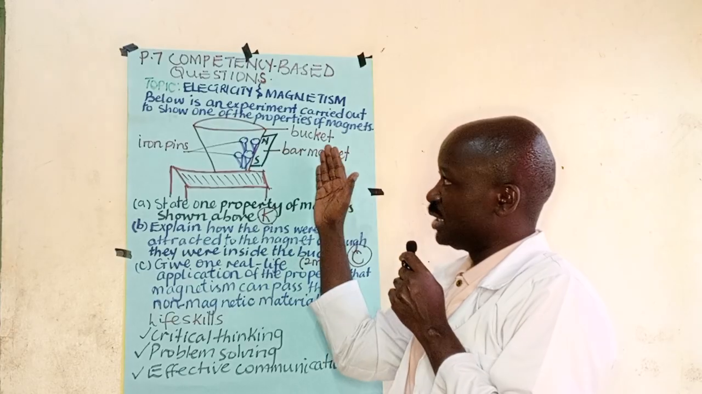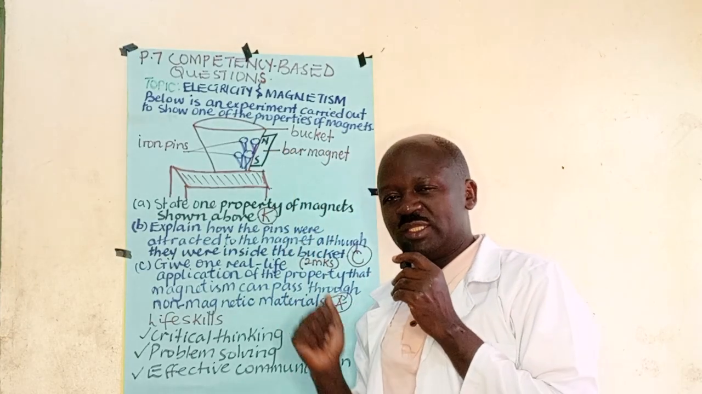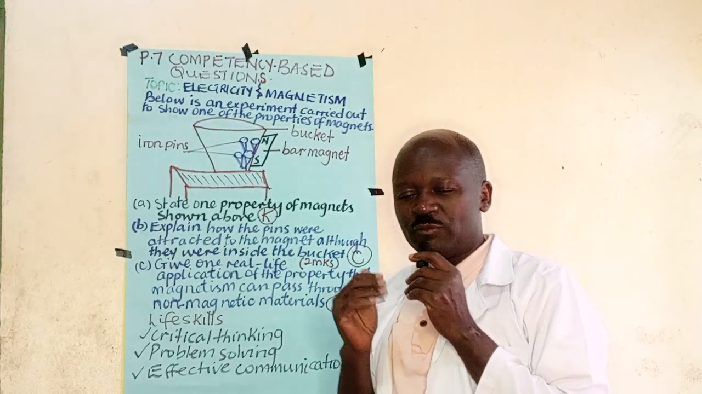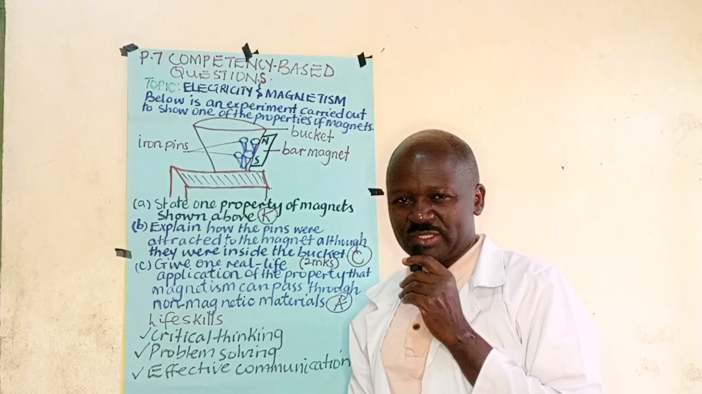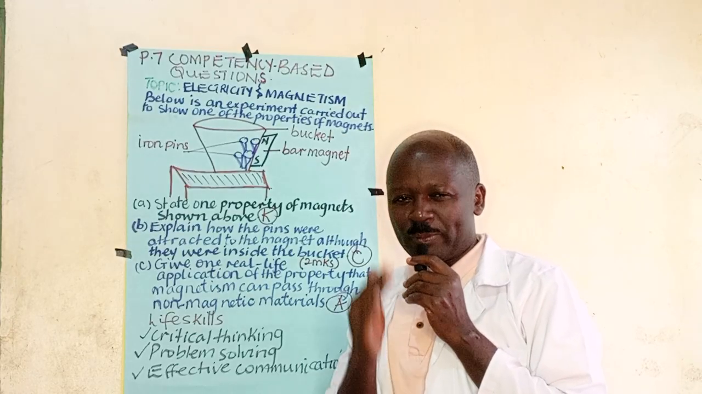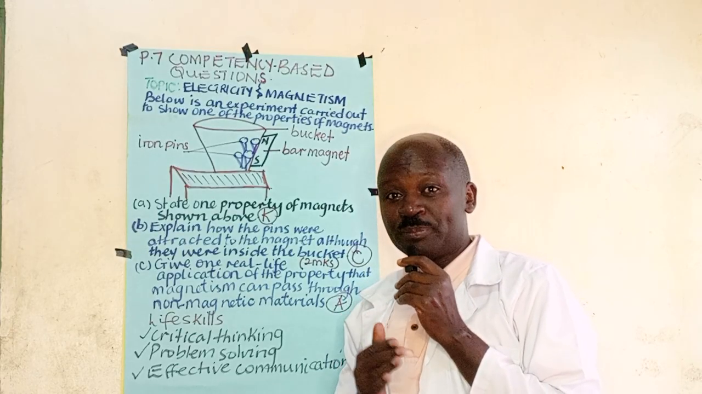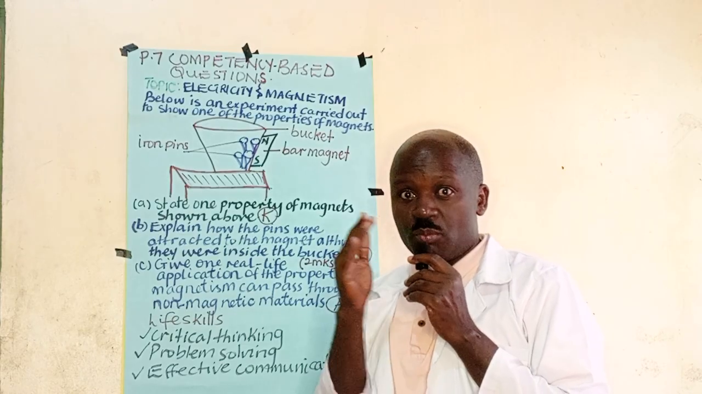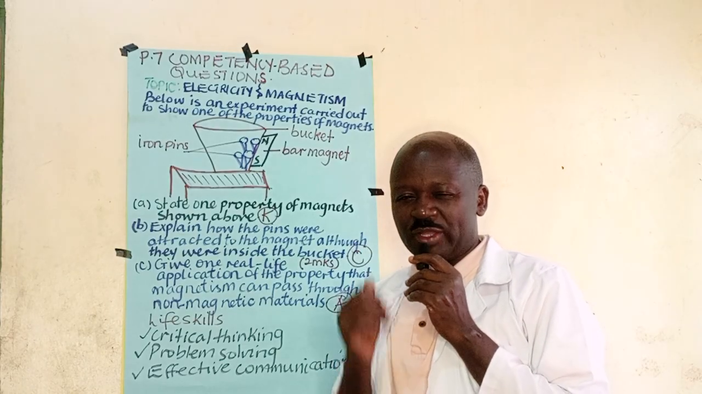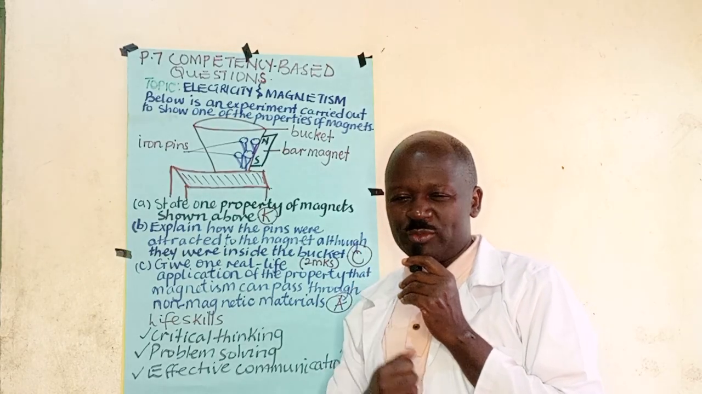So without wasting time, this is a diagram. It is illustrating one of the properties of magnets, and your lesson would look beautiful or more practical, more real, if at all you are using real objects.